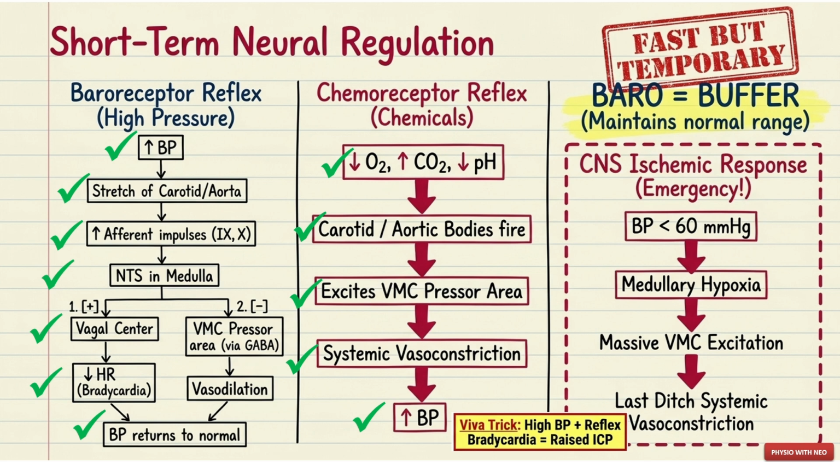Here, whenever the blood pressure decreases to less than 60 millimeters of mercury, this ultimately causes overall medullary hypoxia, and this leads to massive vasomotor center excitation, that is a sympathetic stimulation, and this leads to vasoconstriction or rise in blood pressure.